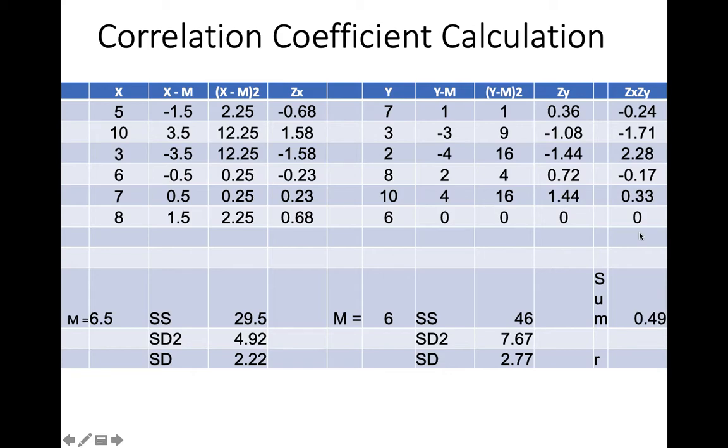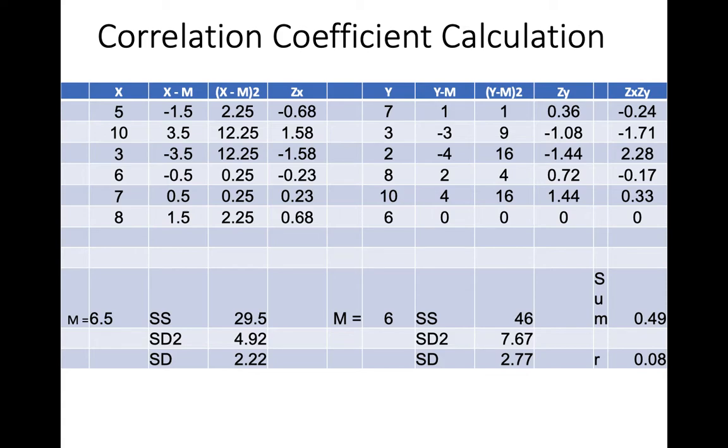When we sum up those cross products, we get a sum of cross products of 0.49, and then we're going to divide this 0.49 by the number of scores, number of pairs of scores, which is 1, 2, 3, 4, 5, 6. And when we do that, we get an r of 0.08.